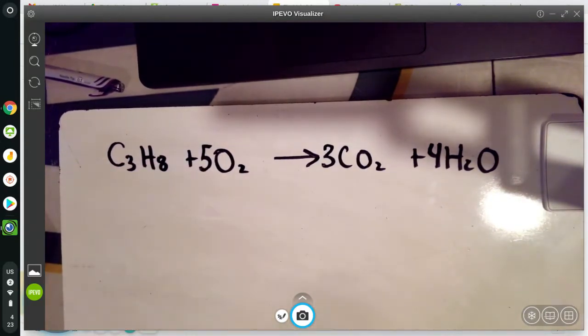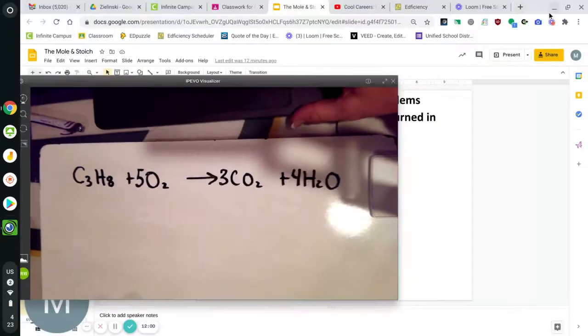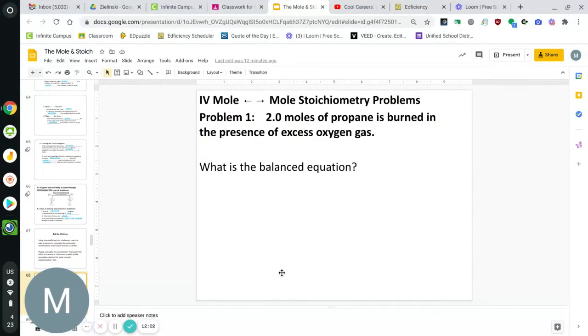Like I said, I'm going to have to be going back and forth between these. Let's see if I can do this without irritating you staring at my hand all the time.